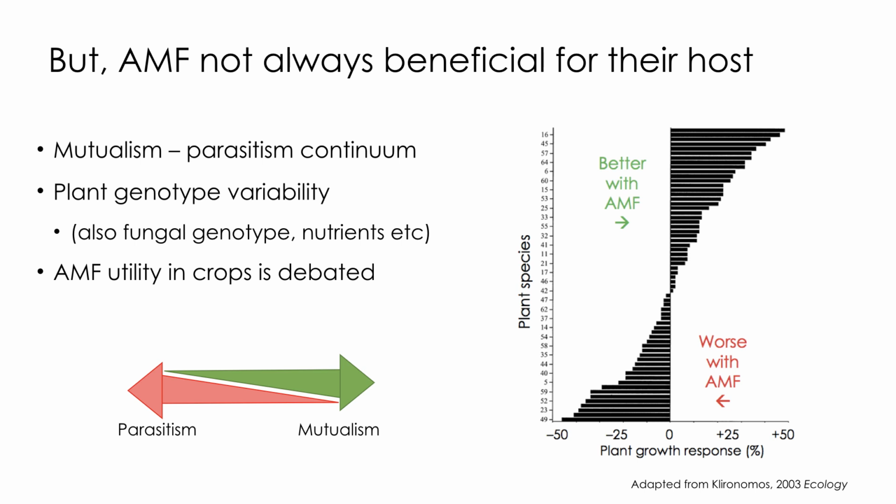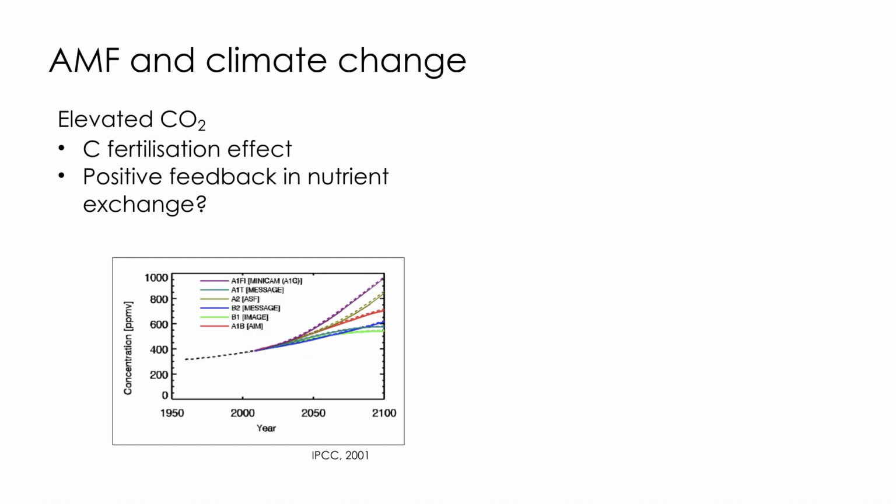And plant genotype, we know, is a big driver of what causes this position on this continuum. And so that's what I'm going to focus on today. But we also know that soil nutrient availability and, as we've seen, fungal genotype can also affect this. We also need to take account of the fact that we're living in a changing environment, and CO2 is obviously a massive part of this and a theme through this conference.